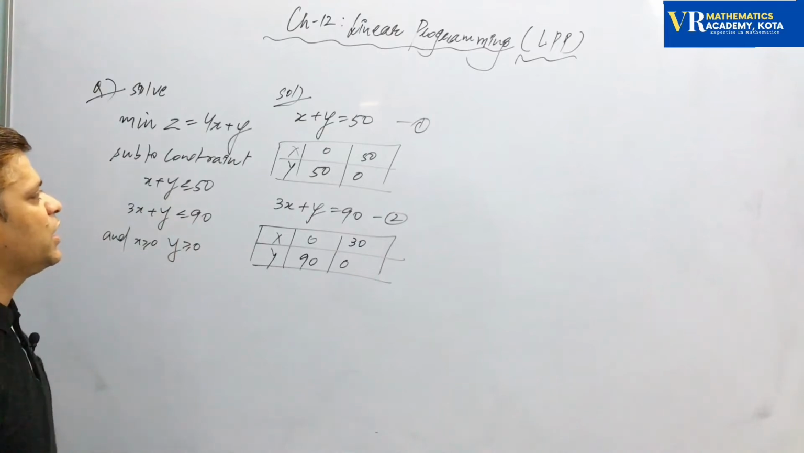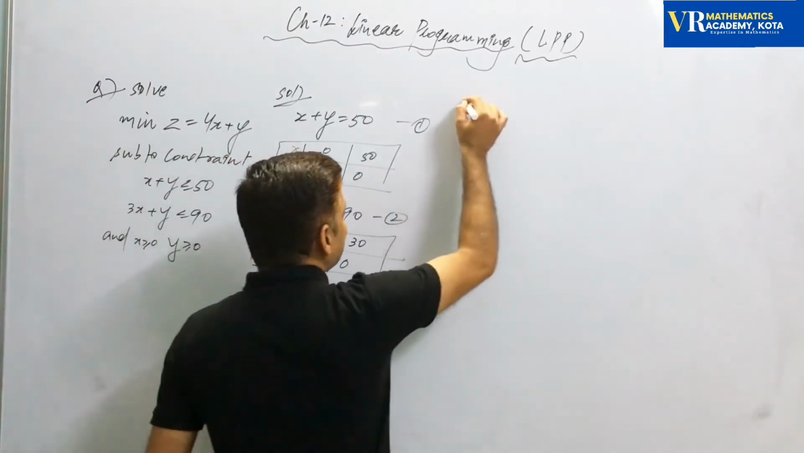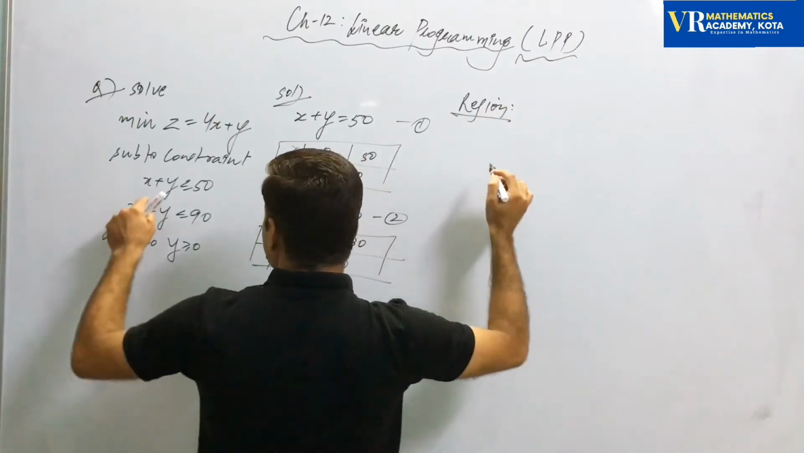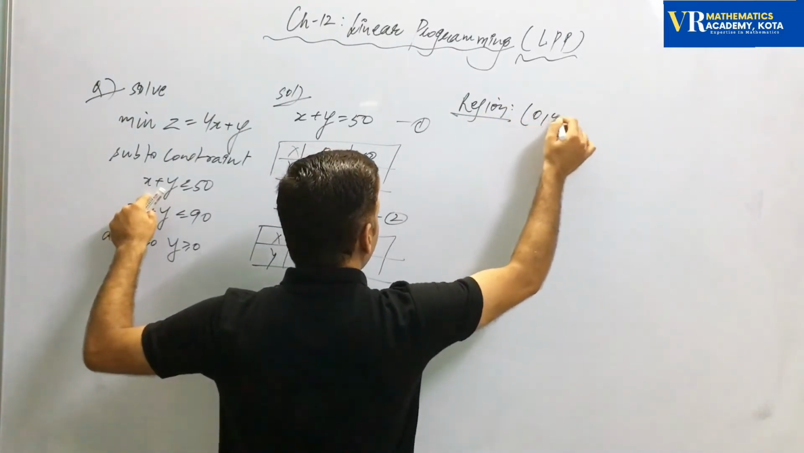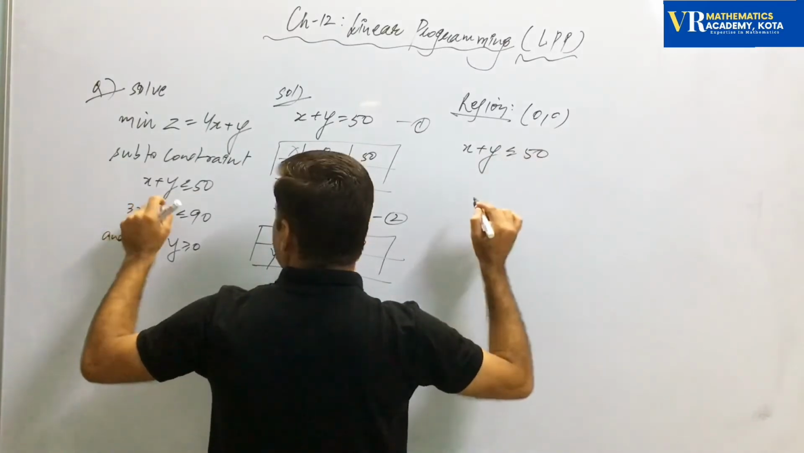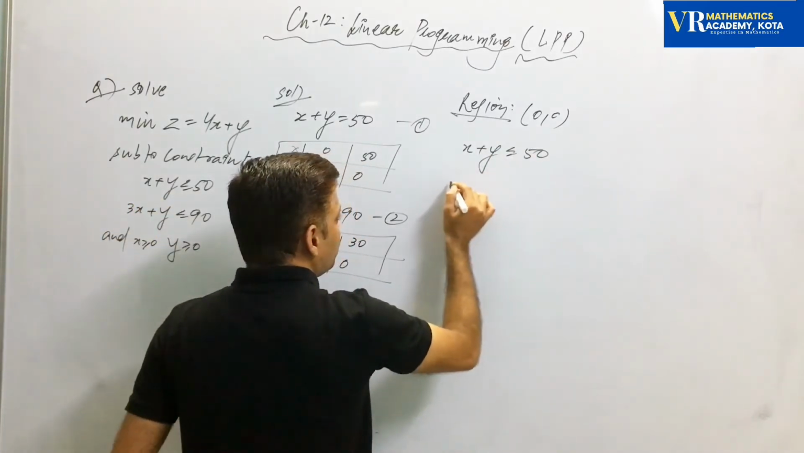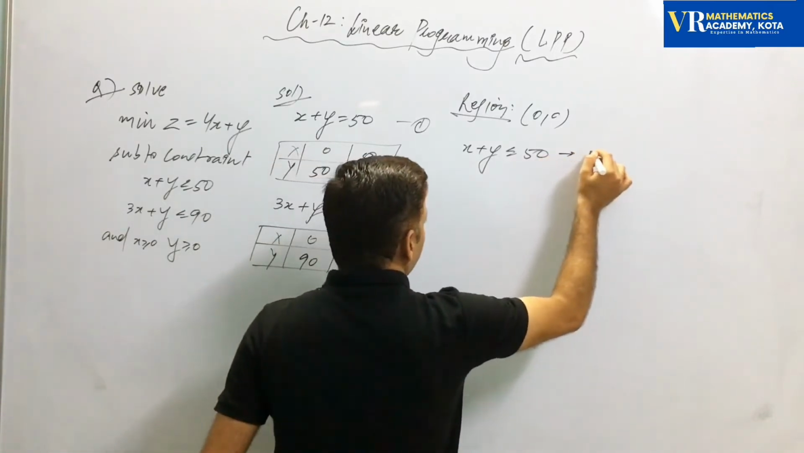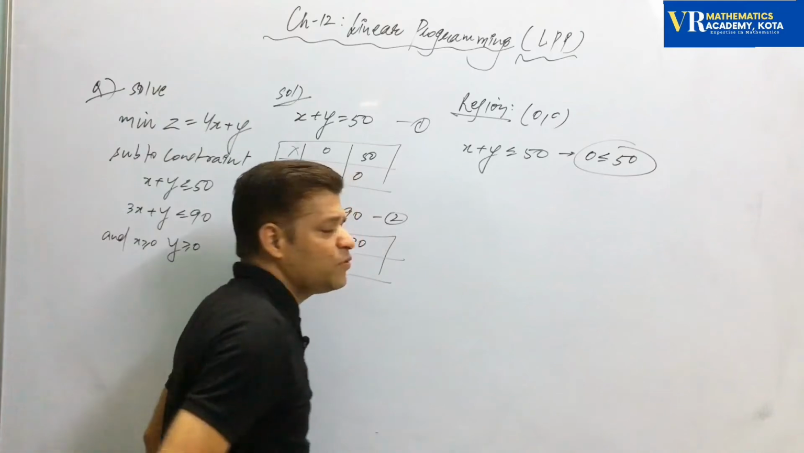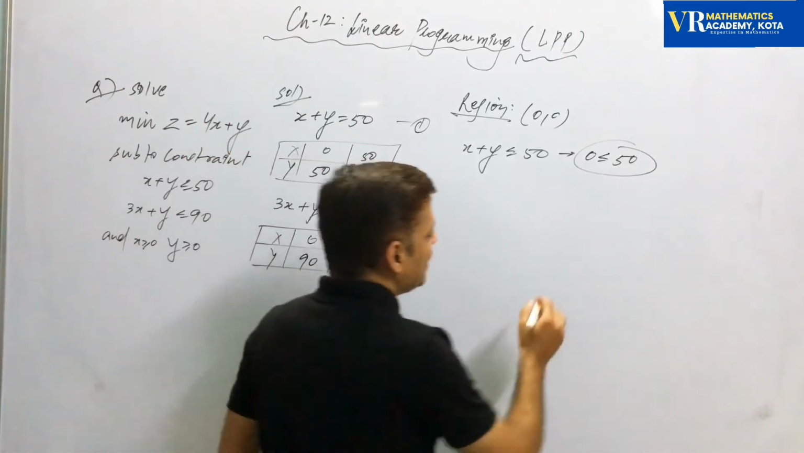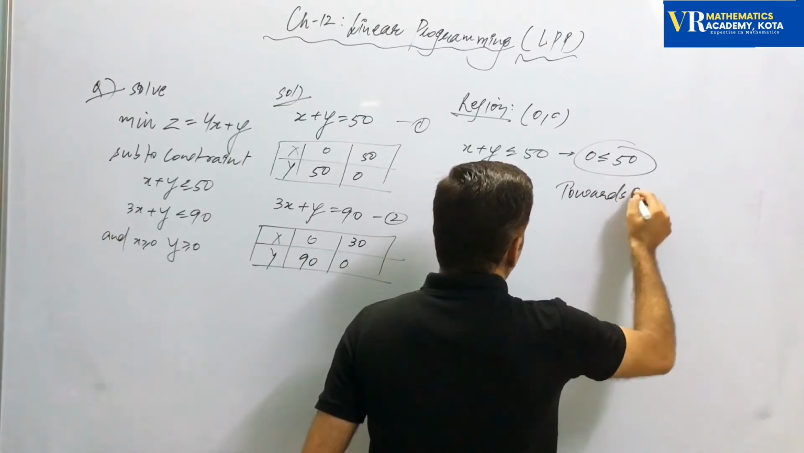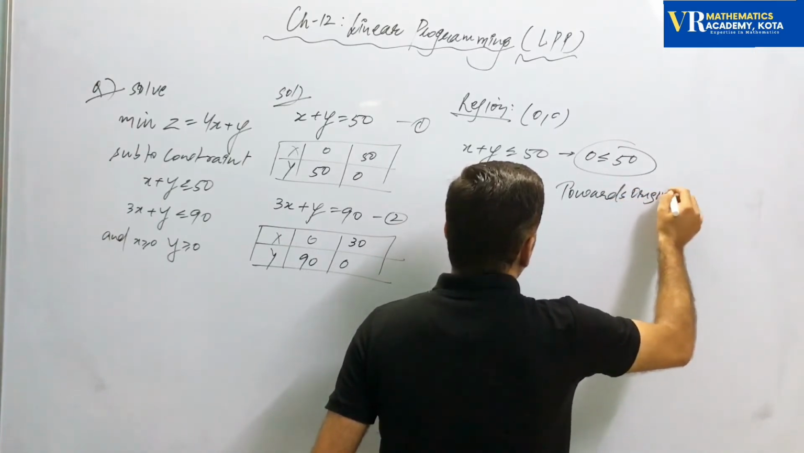First we change to the equation. After that, we find the region of both inequalities. For the region of the first inequality, x + y ≤ 50, we put (0, 0) and get 0 ≤ 50. Yes, it is satisfied, so the region is towards the origin.